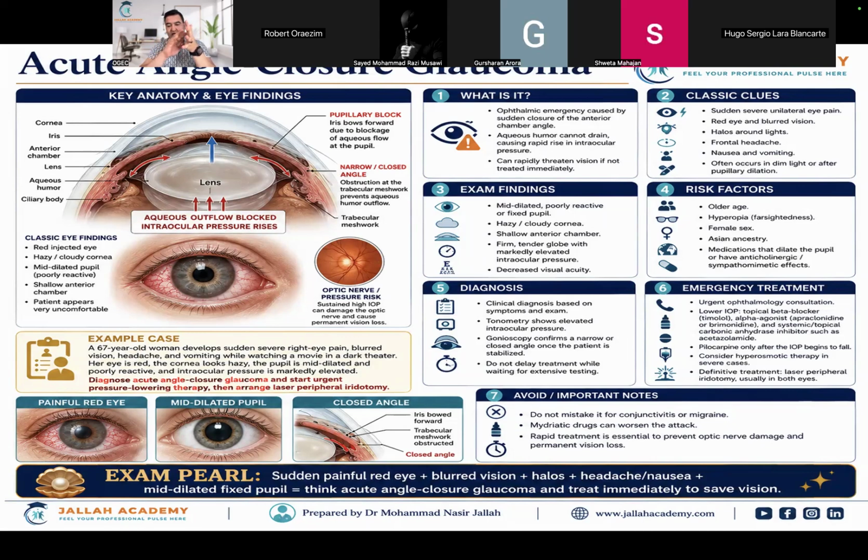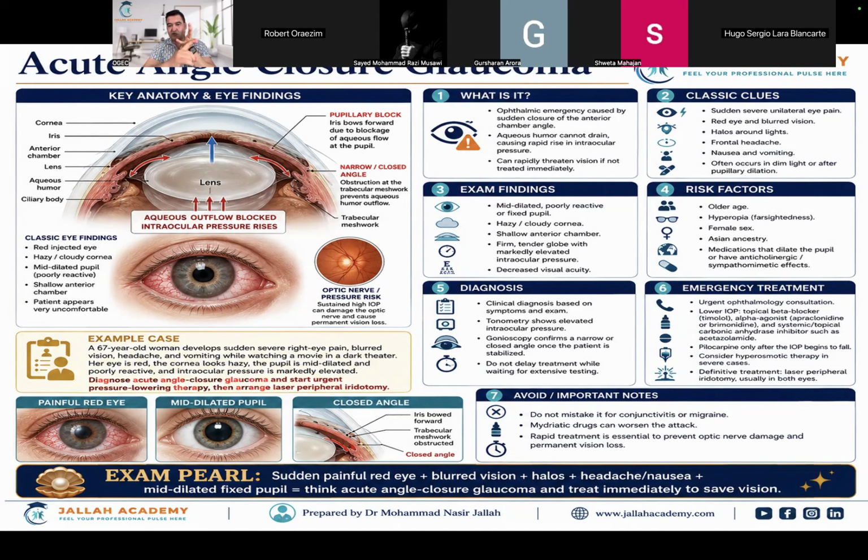Acetazolamide is another medication that is also used for acute angle closure glaucoma. And if they ask you what is the definitive treatment, it is laser therapy. Okay, the first timolol. After the pressure starts to drop, pilocarpine. Definitive treatment, laser.